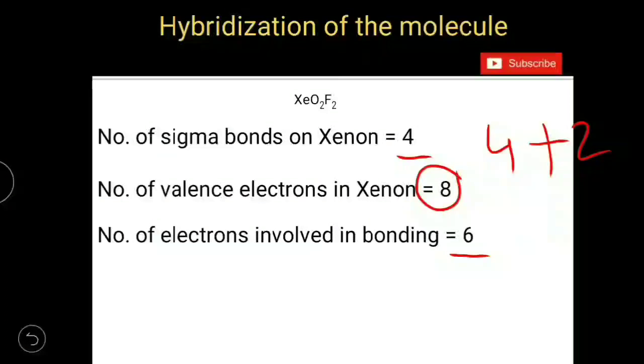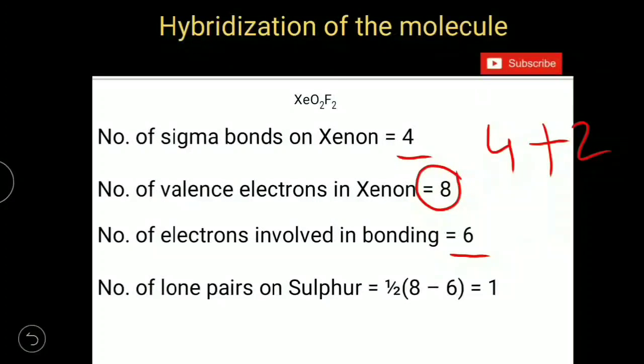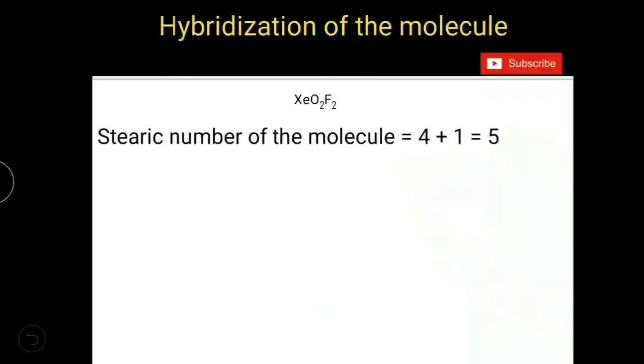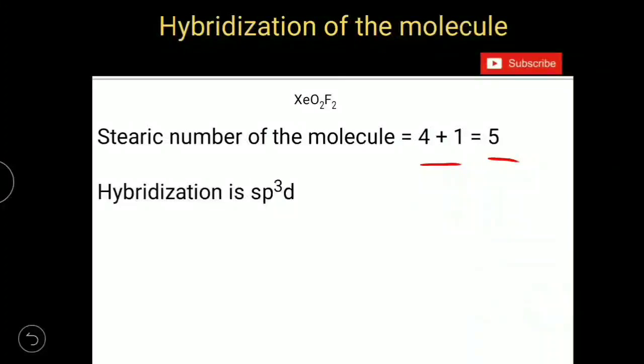Then how many electrons are remaining without participating in bond formation? 2 electrons are remaining, which is equal to 1 lone pair. So number of sigma bonds equal to 4 and we have 1 lone pair. So steric number is equal to 5. If steric number is 5, then hybridization is sp3d, because steric number is equal to number of hybrid orbitals, and in sp3d hybridization you will get 5 hybrid orbitals. So shape of the molecule is trigonal.